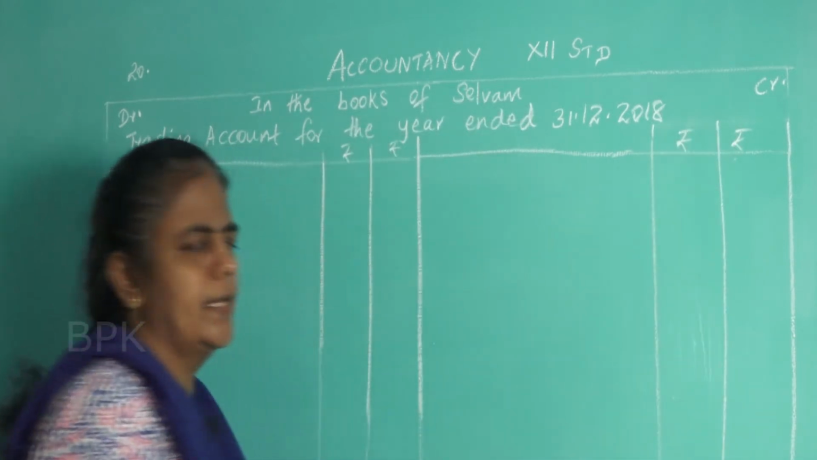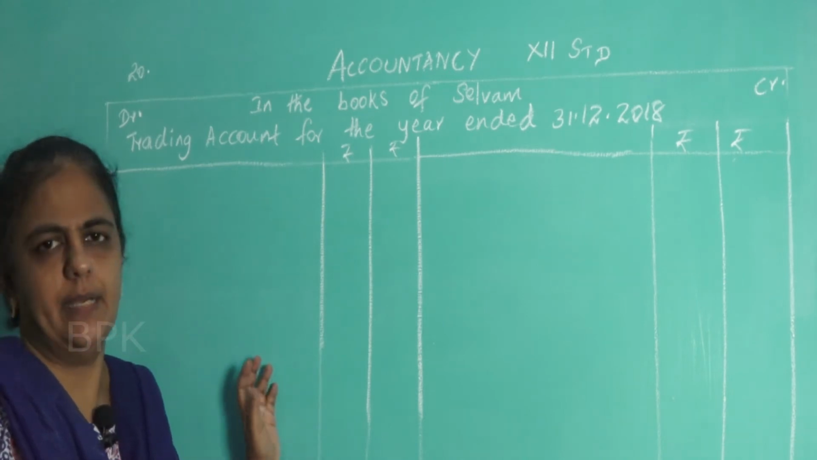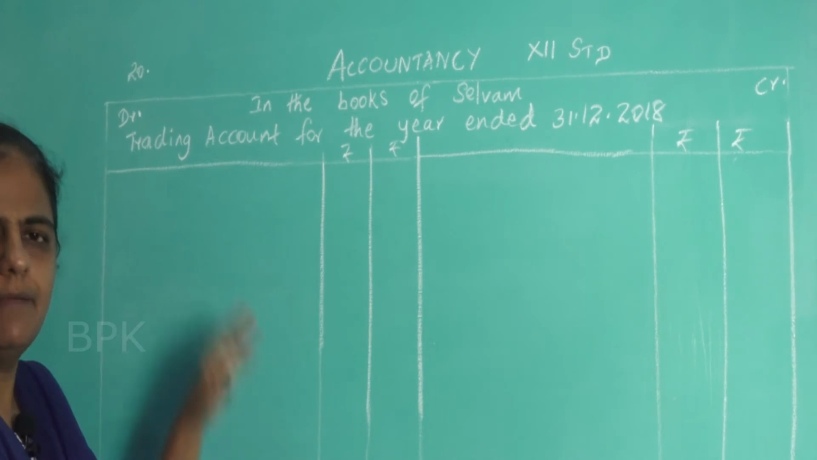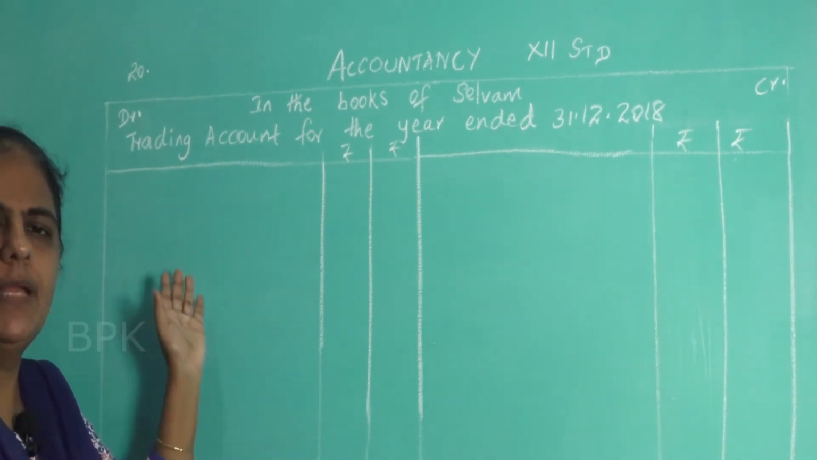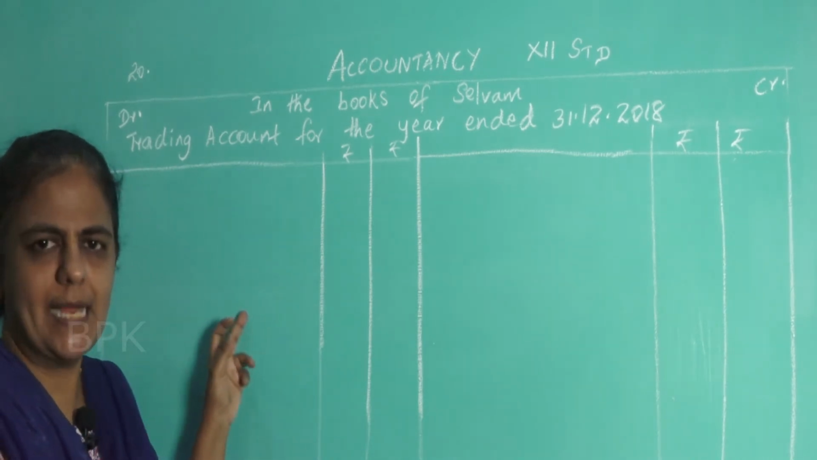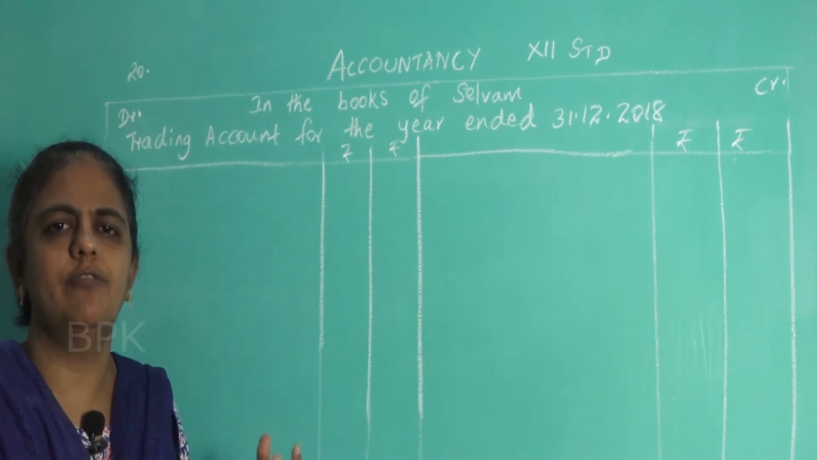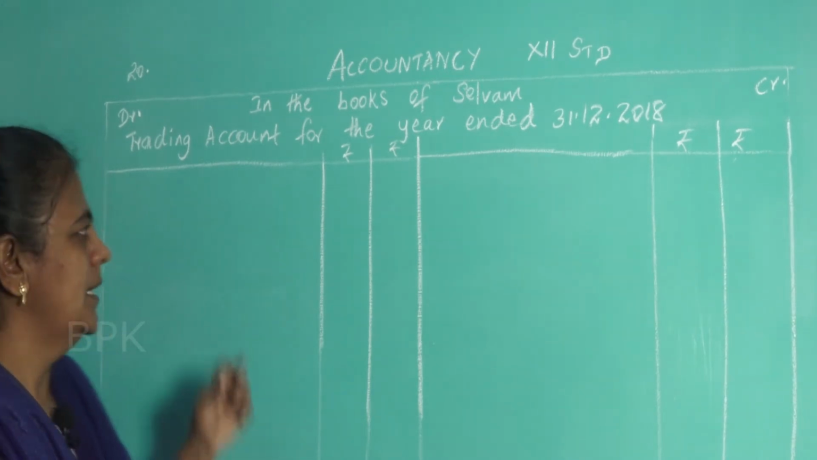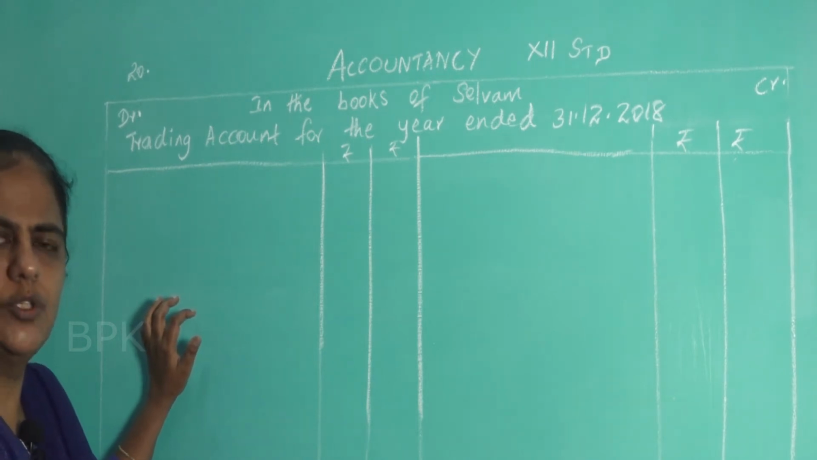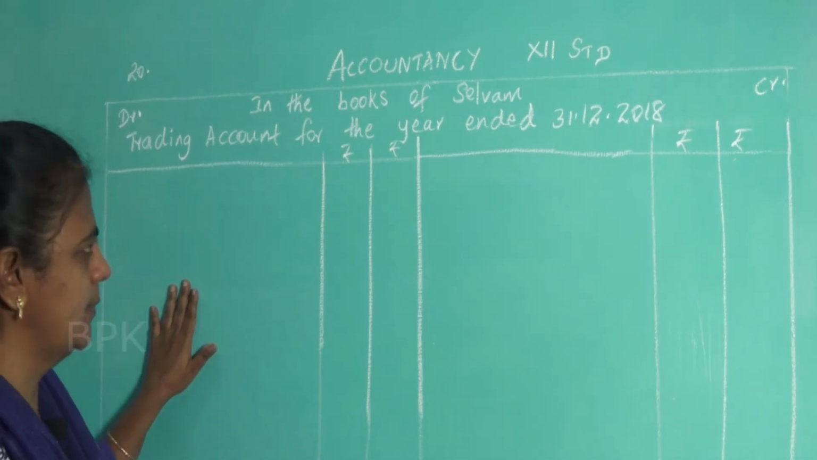The format of the trading account you would have already learnt in 11th standard, so it will be very easy to prepare. Usually, what are the items that will appear on the debit side of the trading account? You will have opening stock and then purchases. If there is any purchase return, that should be deducted, and any other expenses related to manufacturing or factory expenses, for example wages. Usually they will give wages. So wages has to be written on the debit side.